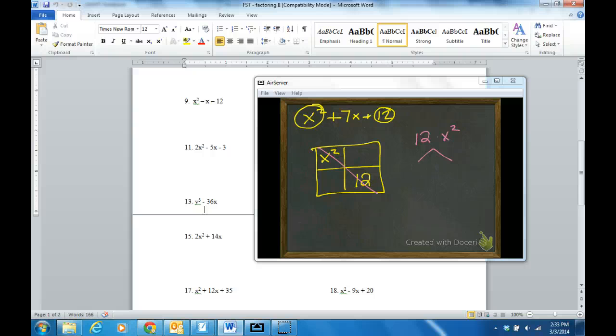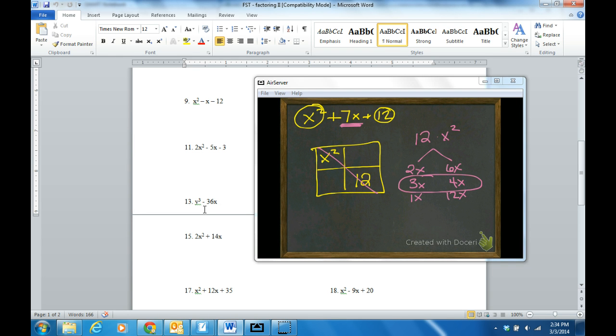2x and 6x, right? What else? 3x and 4x. And 1x and 12x, that's right. So what we need to do now at this point is we need to look and see which ones add up to 7x. 3 and 4. Those two add up to be 7x, yes.